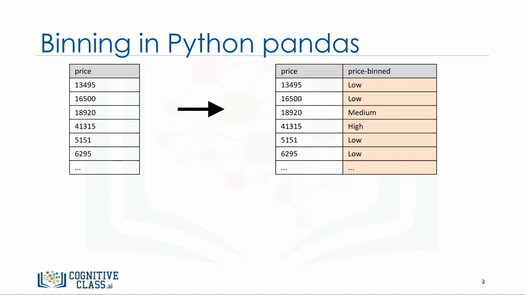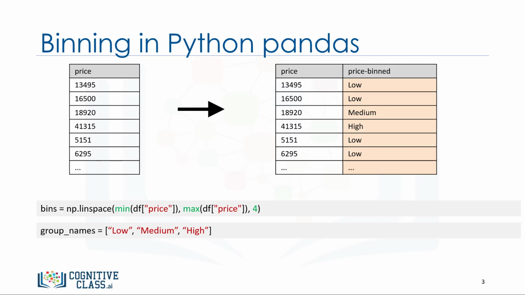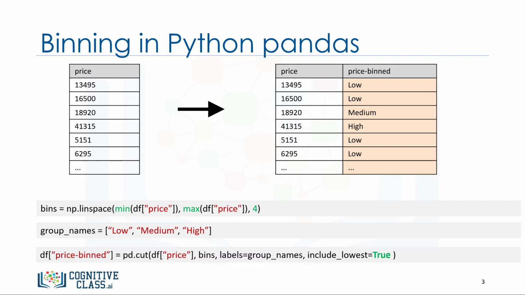We would like 3 bins of equal bin width, so we need 4 numbers as dividers that are equal distance apart. First, we use the NumPy function linspace to return the array bins that contains 4 equally spaced numbers over the specified interval of the price. We create a list group_names that contains the different bin names. We use the pandas function cut to segment and sort the data values into bins.